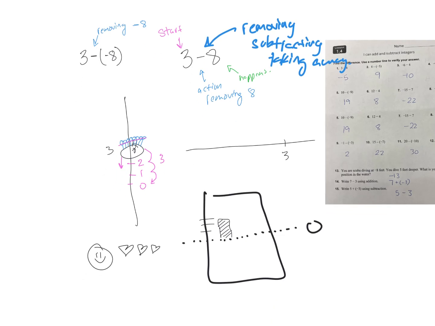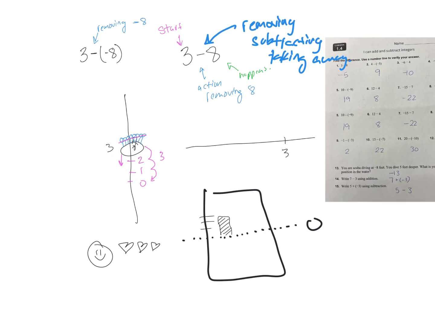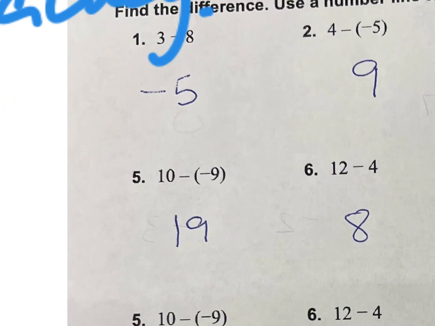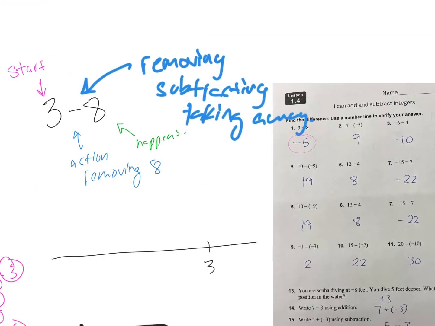Okay? But we still need to keep going. We have to remove more because we're removing 8, right? Negative 1, negative 2, negative 3, negative 4, negative 5. One, 2, 3, 4, 5. We removed another 5. Guess what? 3 and 5, that's 8. So the answer is, as we said, negative 5, right?